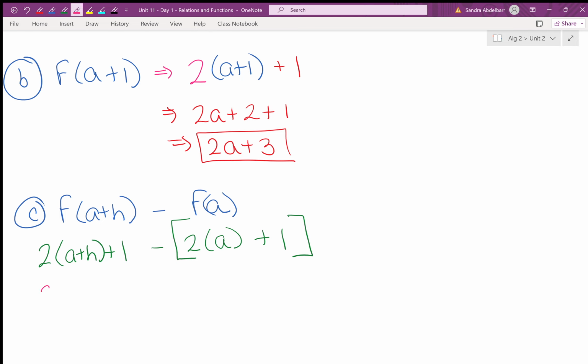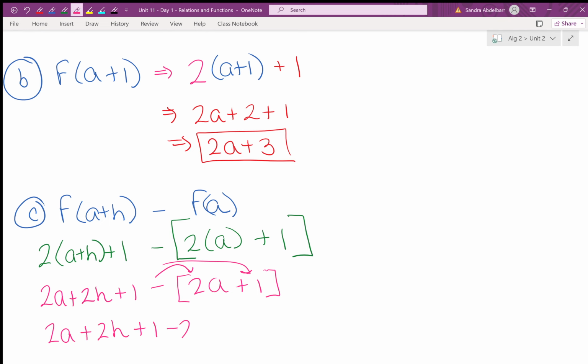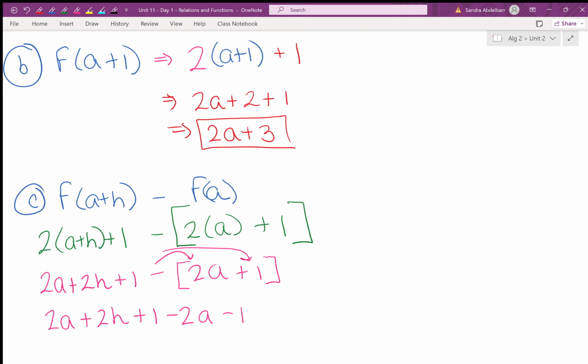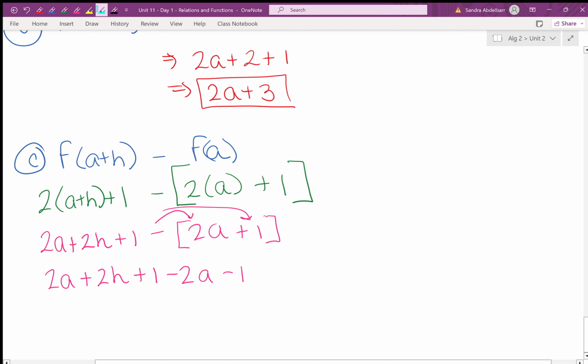So let's distribute this in. We're going to have 2a plus 2h plus 1. That 1 is not part of the parentheses, so the 2 does not get distributed to it. And then I have minus, I'm going to keep it in my brackets for now, 2a plus 1. So now I'm going to distribute in that negative. So I'm going to have 2a plus 2h plus 1 minus 2a minus 1. What happens here? The 2a's cancel and the 1's cancel. So what am I left with? Just 2h.